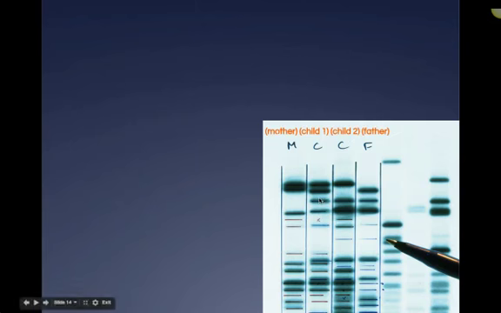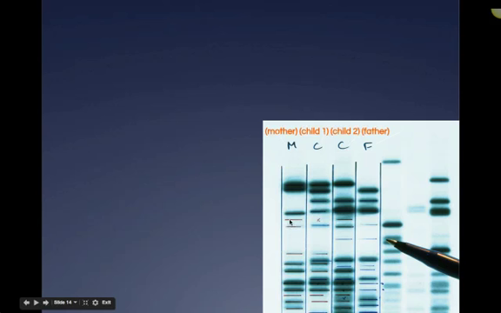If we go down to the next band, here we have a band in child number 1 that is not here in the mother's DNA. So that means we need to look to the father, and there it is. So the father right here had that band, so obviously child number 1 and child number 2 got that band from their father. The 4th band down looks like everybody has, okay?